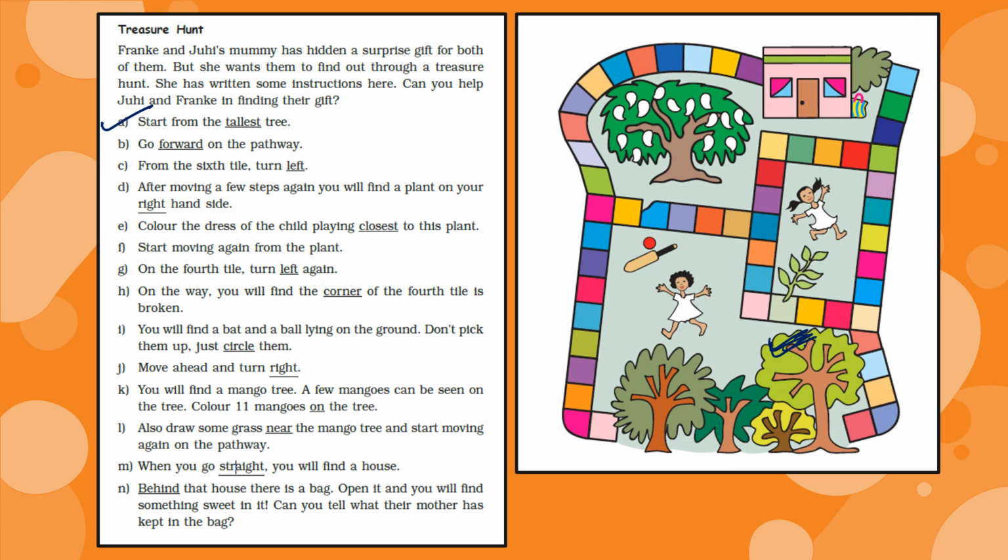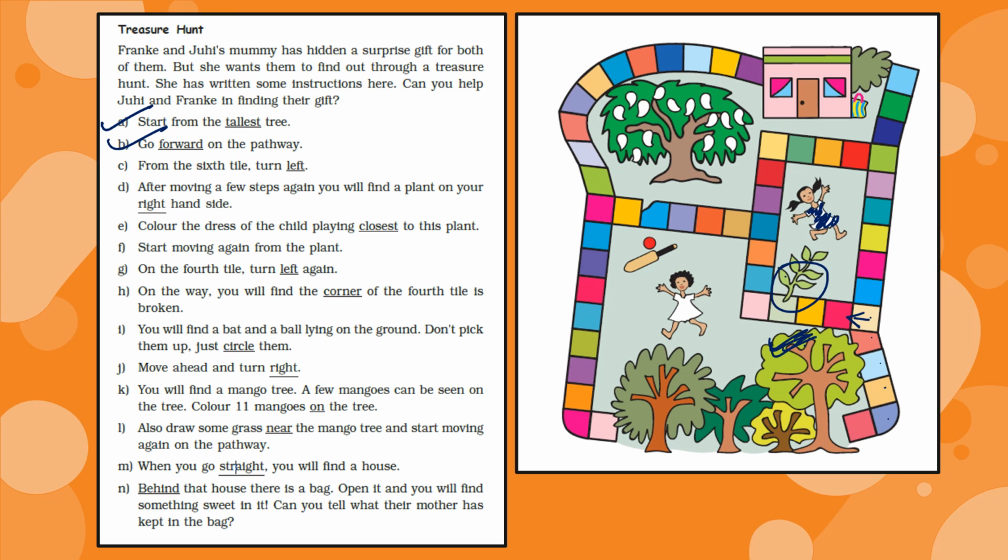Done. Go forward on the pathway. From the sixth tile, turn left. 1, 2, 3, 4, 5, 6. Turn left. After moving a few steps, you will find a plant on your right hand side. This is the plant. Color the dress of the child playing closest to this plant. Okay, color the dress.